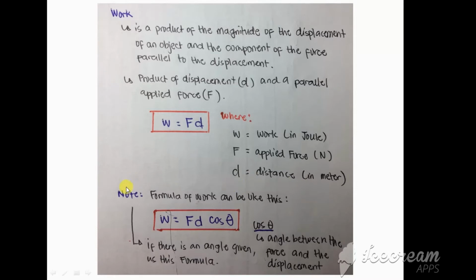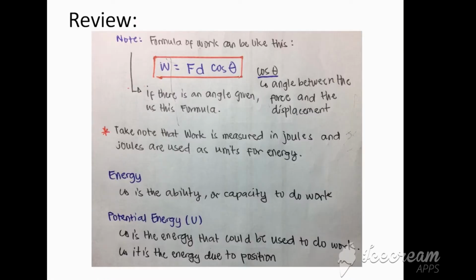Take note that the formula of work can be like this. Work is equal to force times distance times cosine theta. If there is an angle given, use this formula. So cosine theta is the angle between the force and the displacement. Again, take note that work is measured in joules, and joules are used as units for energy.